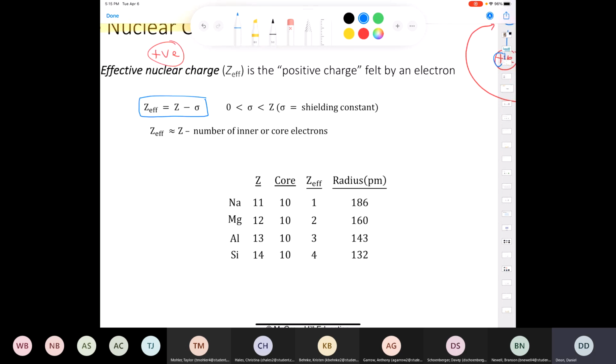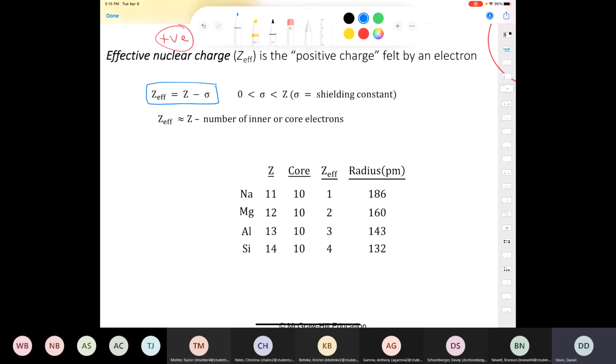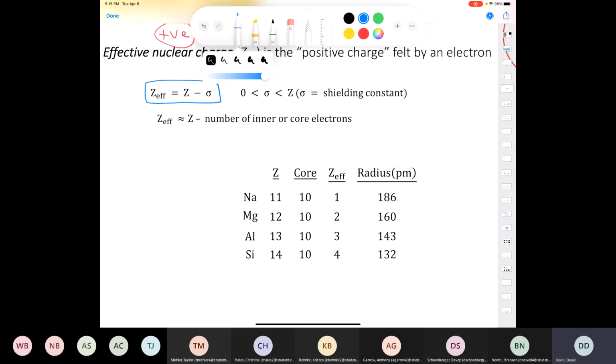So I think I have it wrong. Sorry, my mistake. Sigma is the number of core electrons. So core electrons, this is the sigma right here. And Z is the total number of electrons, okay? I thought this was a hyphen, but this is actually a subtract. So if we want to calculate effective nuclear charge, we take the total number of electrons, and then we subtract the number of inner or core electrons. That's the sigma. Sorry, my mistake.